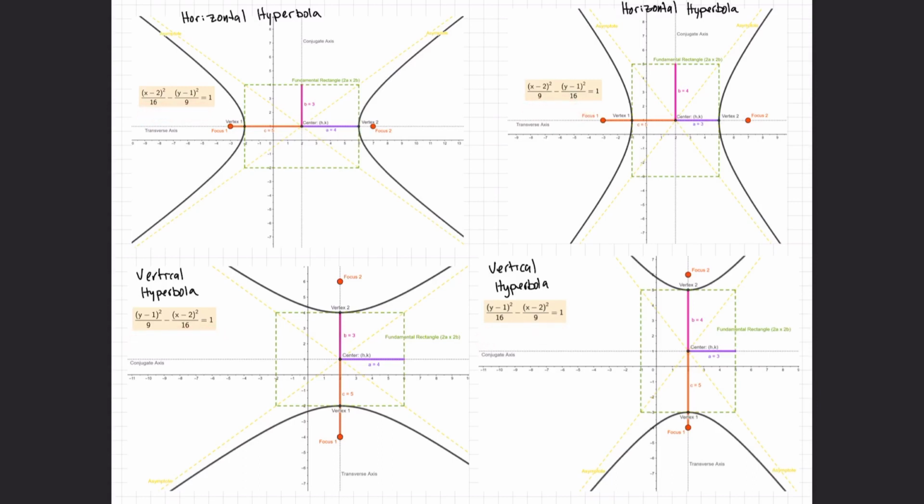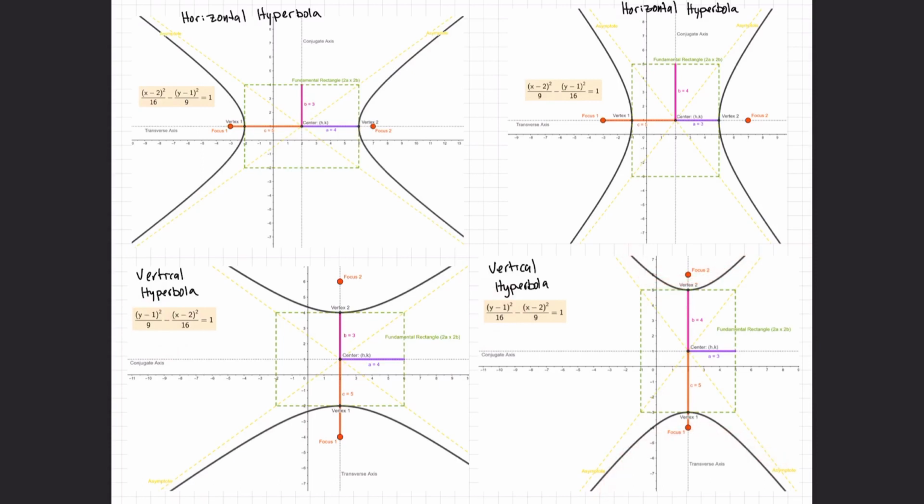And then I always have the same center. So the center on all of these is 2, 1. So the differences that you see are the 16 and the 9s are switching places on half of them. And then on the other half, I have my x squareds being positive, which makes them the horizontal hyperbola, and then the y squareds being positive, which makes them the vertical hyperbola.